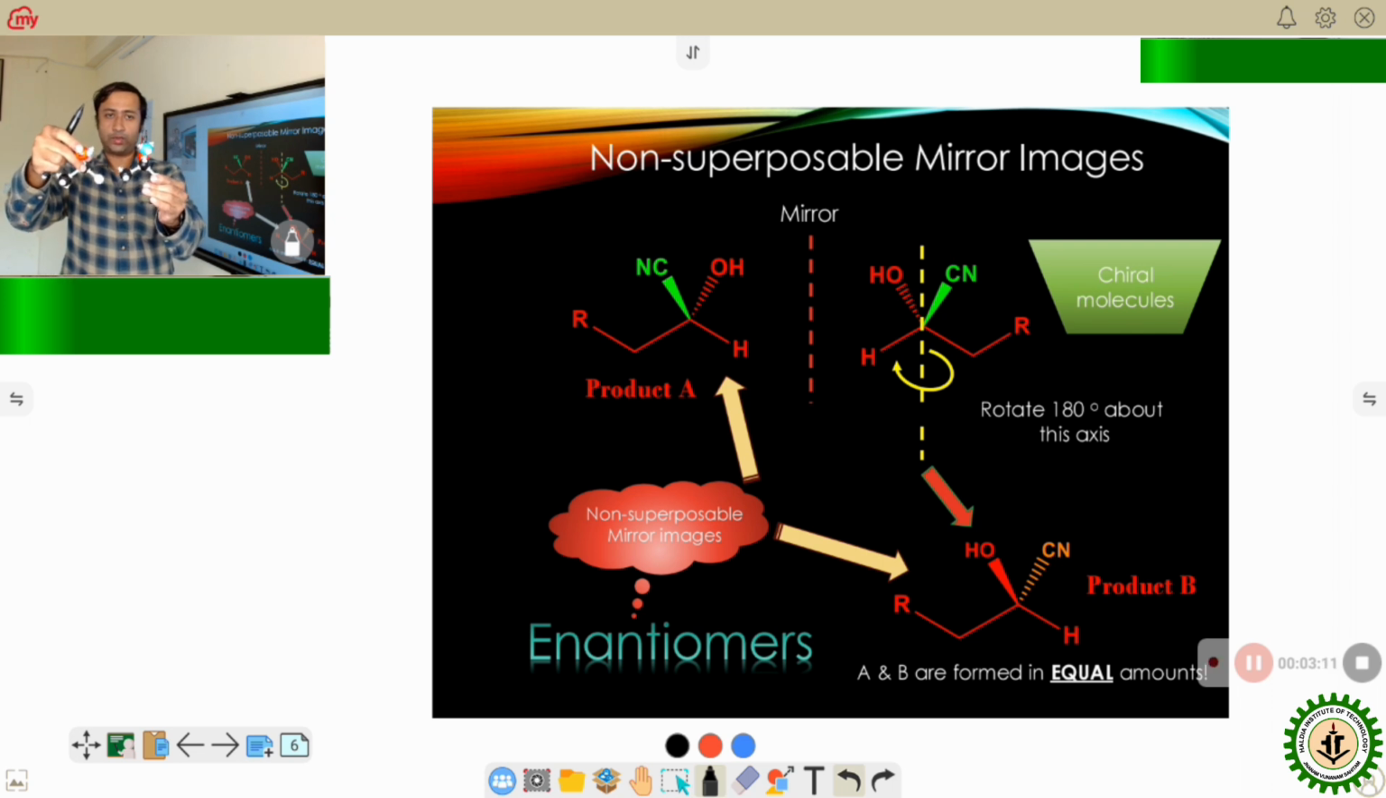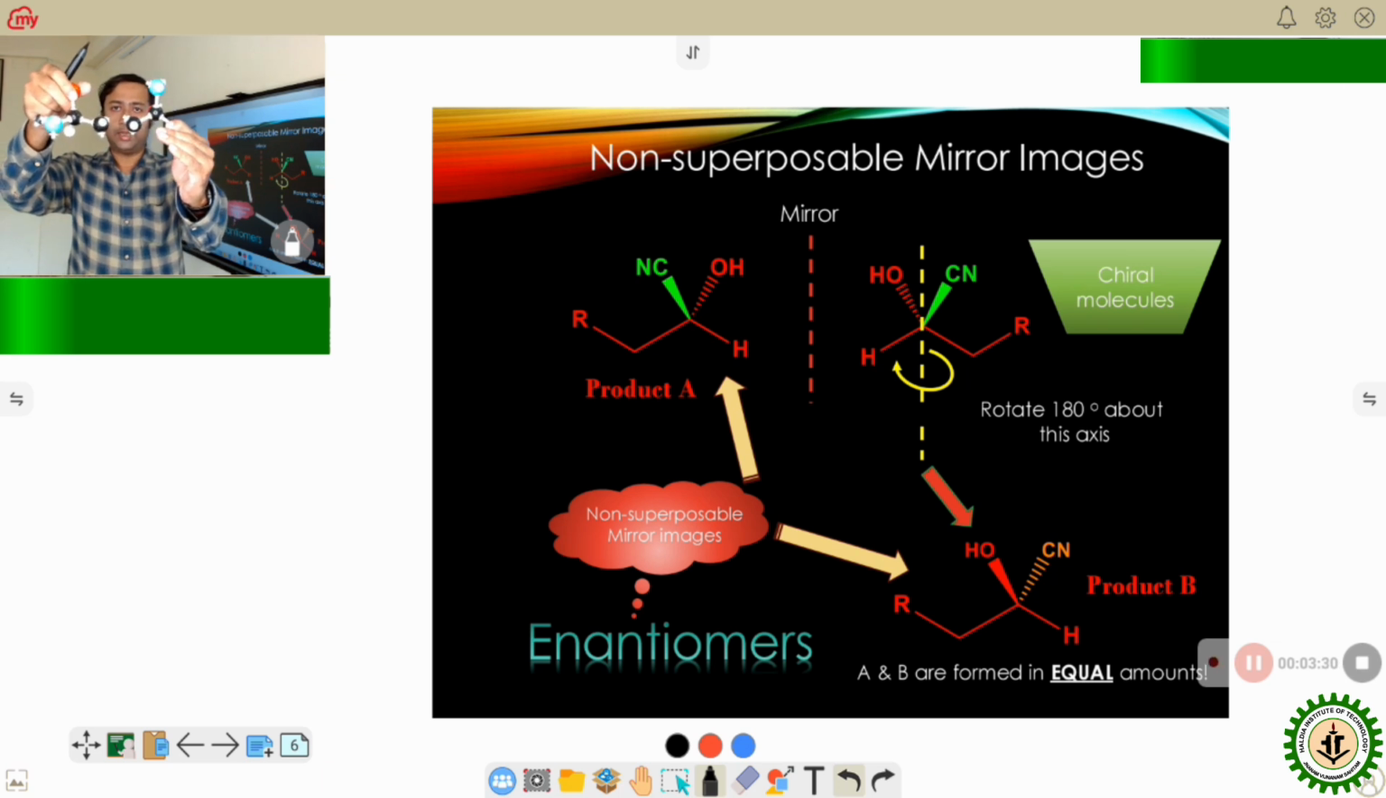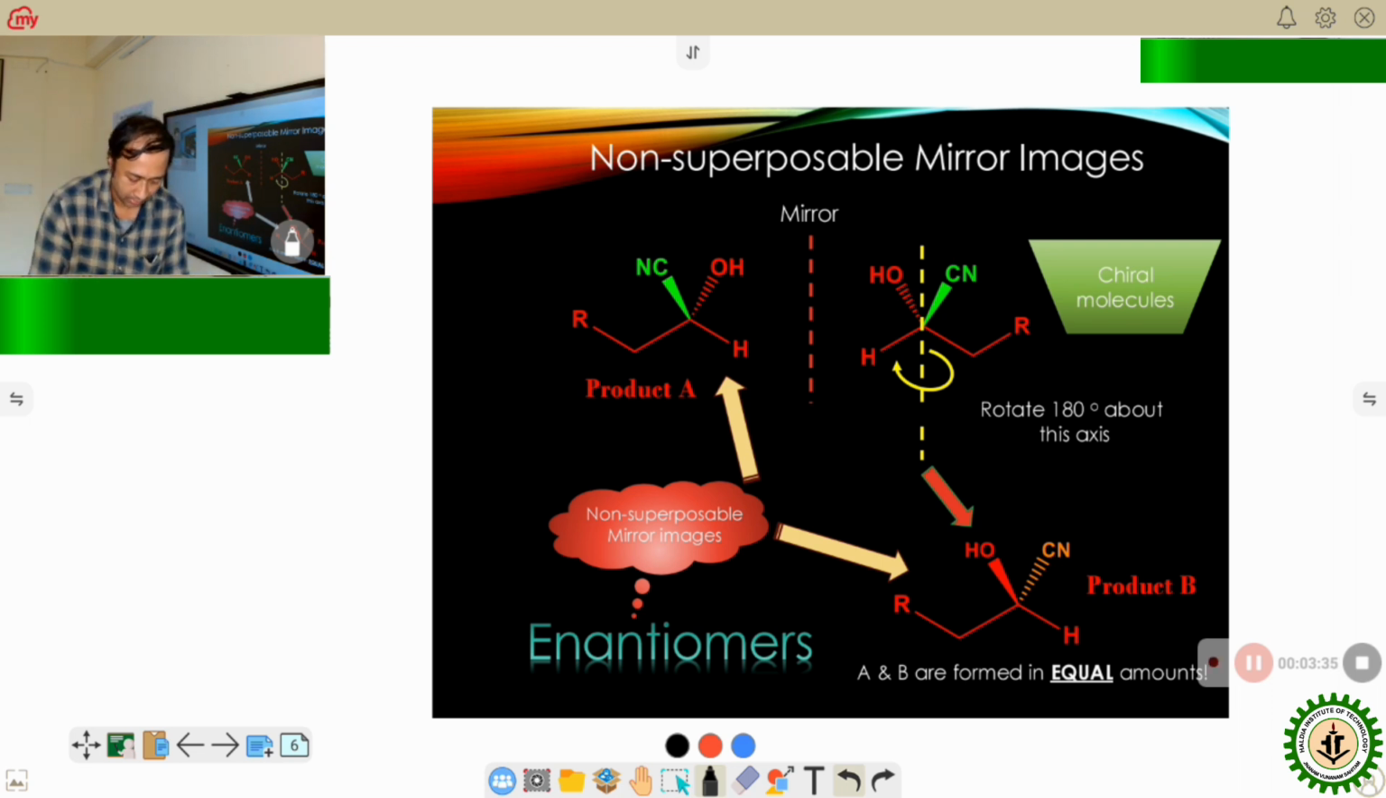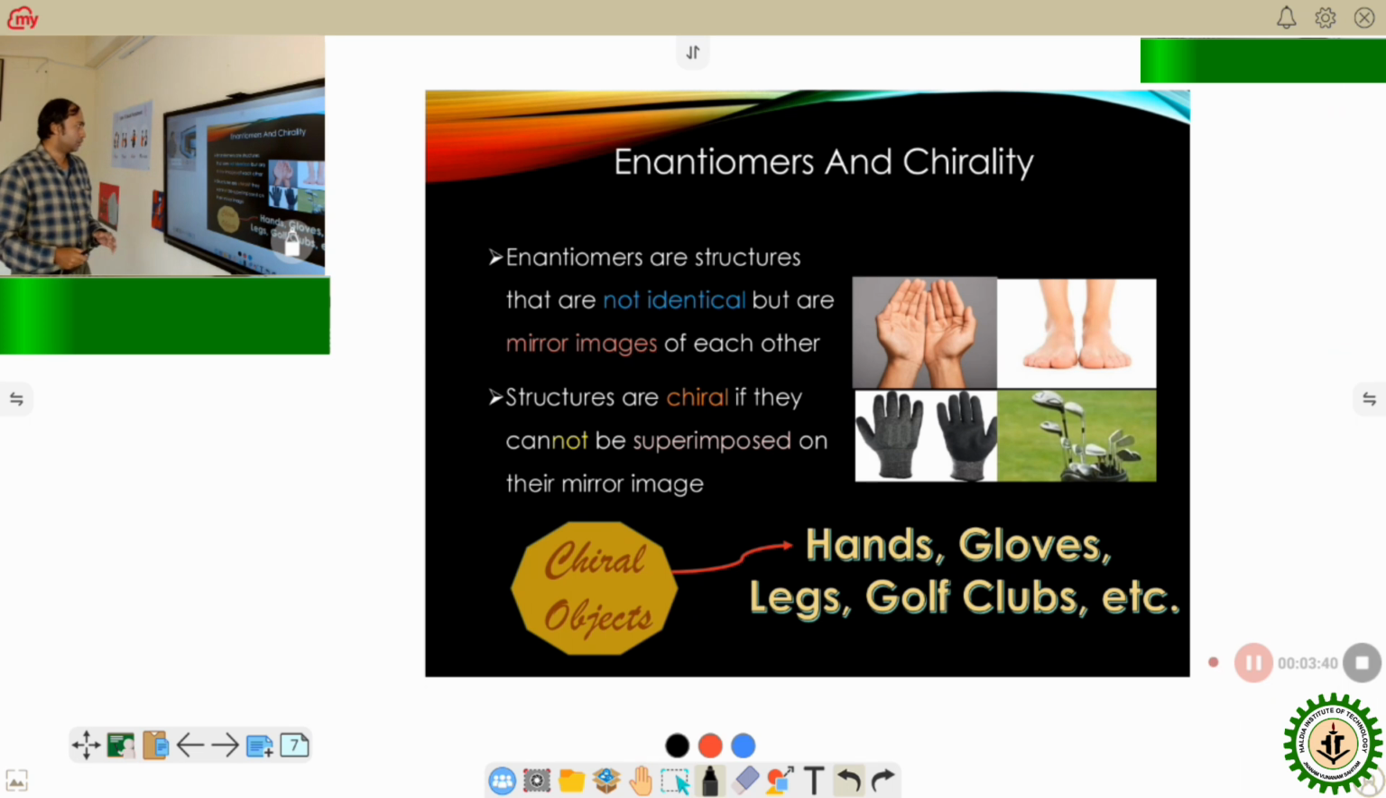So we have two different products. This is product A, where cyanide is above the plane of the board, and here cyanide is behind the plane of the board. They are actually mirror images of each other, but they cannot be superimposed. If I put a mirror over here, we get product B. So they are non-superposable mirror images of each other, called enantiomers. This product A and product B are enantiomers.